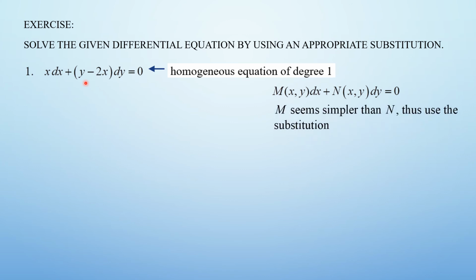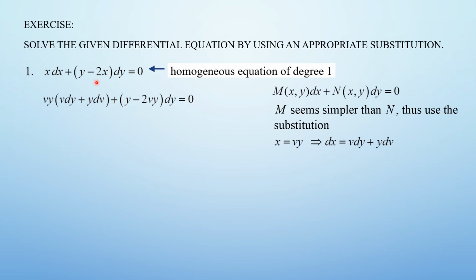N. Therefore we use the substitution x equals vy and dx equals v dy plus y dv. So for every x that appears in this equation, we need to substitute it by vy and substitute dx by v dy plus y dv. So x is vy multiplied by dx, which is given by v dy plus y dv. Make sure we put these two terms in this bracket because vy needs to be multiplied by each of the terms in this bracket.